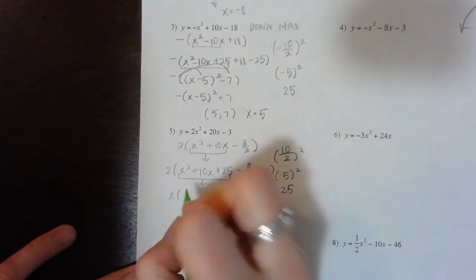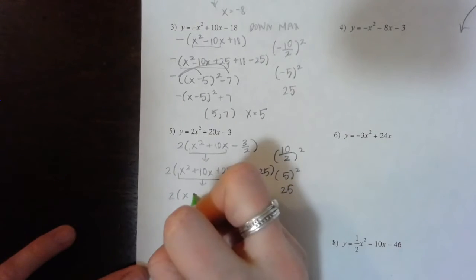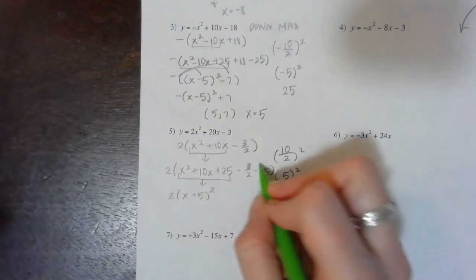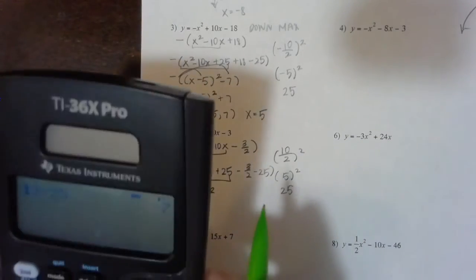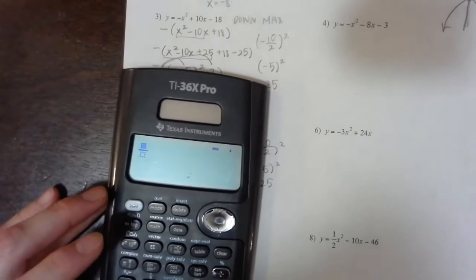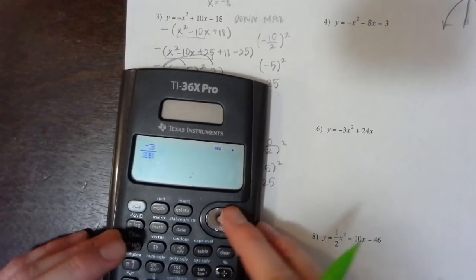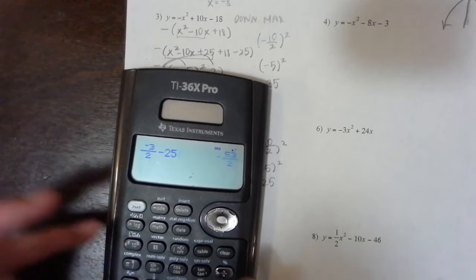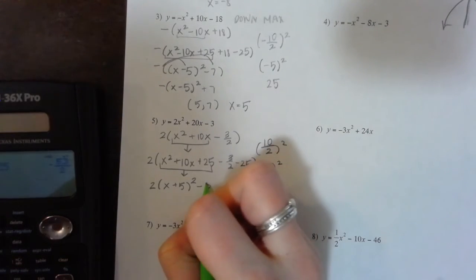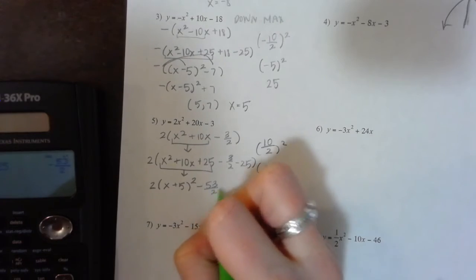So we have 2, and then we're going to have an x. It's a positive 5, so we put that guy there and square it. And then we need to figure out what this is. Okay, so we're going to take, I love my fractiony boxy button, negative 3 over 2 minus 25, and we have negative 53 halves. So we just put that there, negative 53 halves.